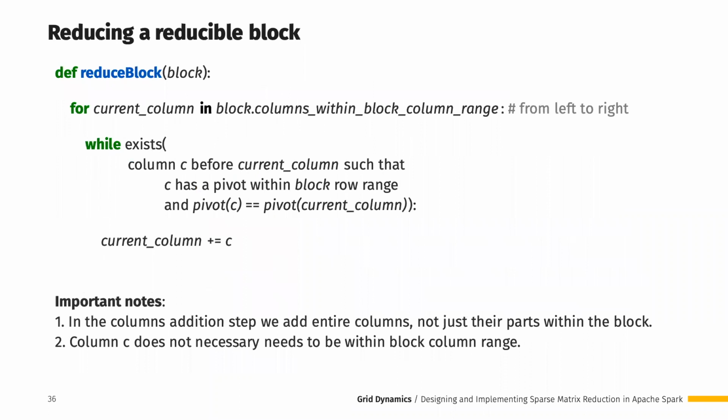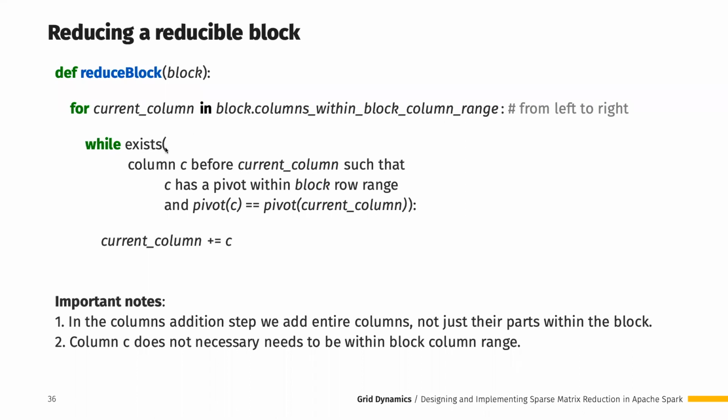Okay, again, pseudocode. How to reduce a block? As I said, it's pretty similar to the algorithm for the single machine version. So we get a block as an input, and by block, I mean all of the columns that are needed to reduce that block. And we again do a for loop from left to right: for current column in block columns within the block's column range.